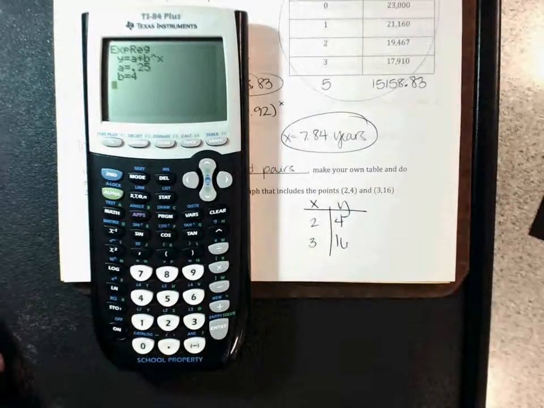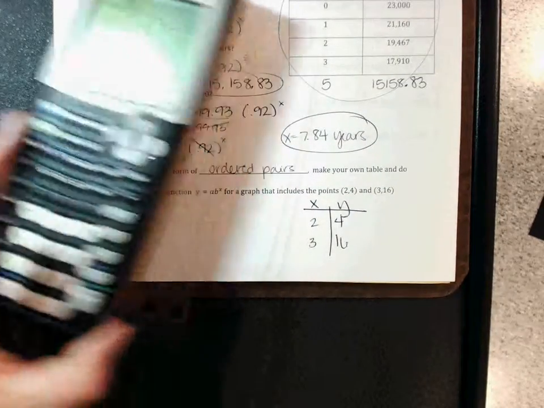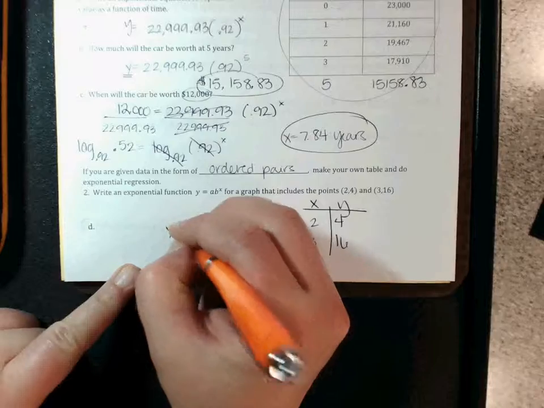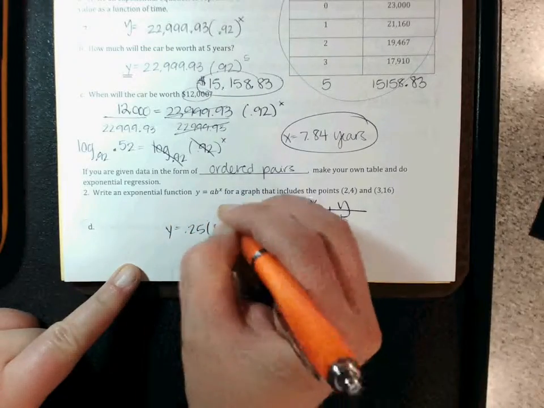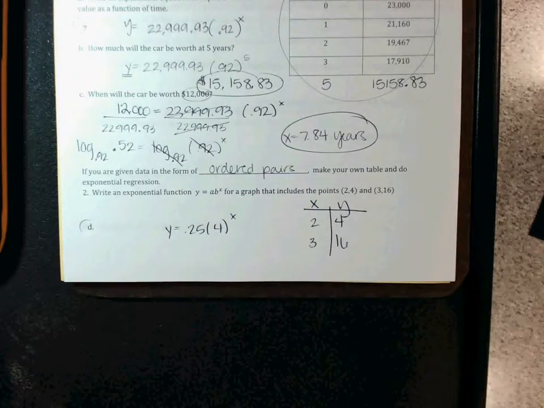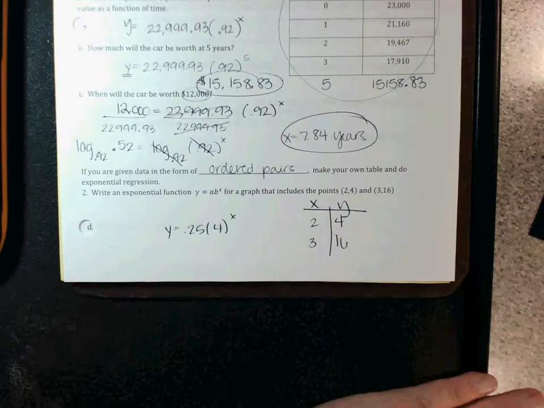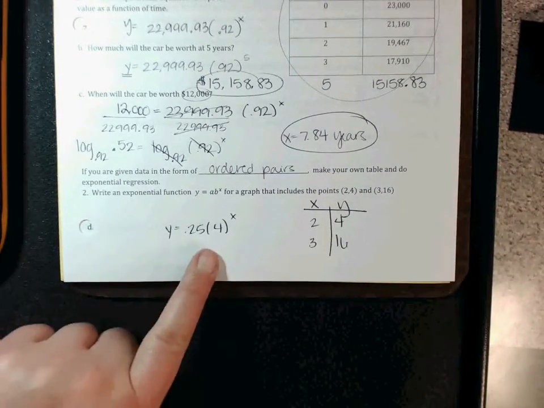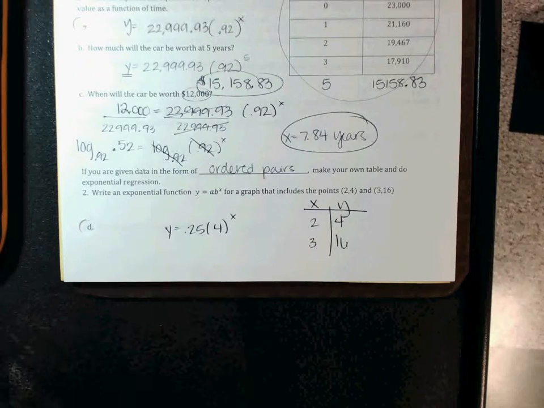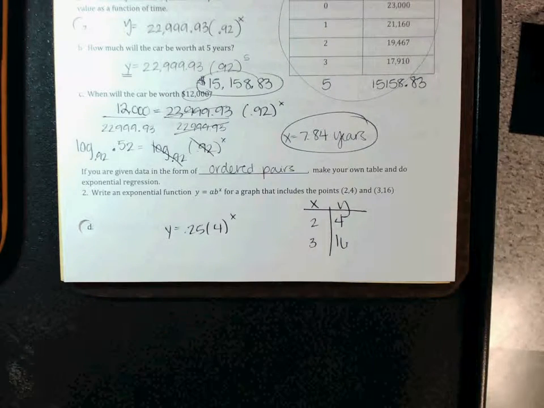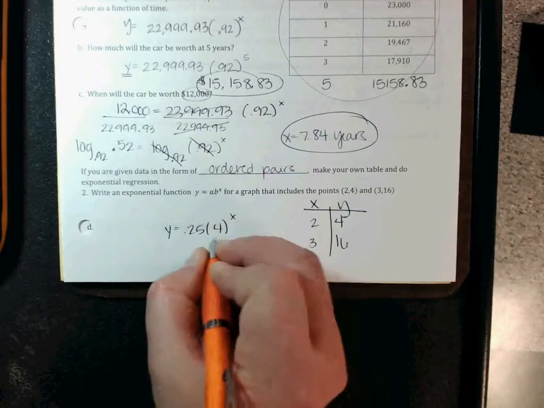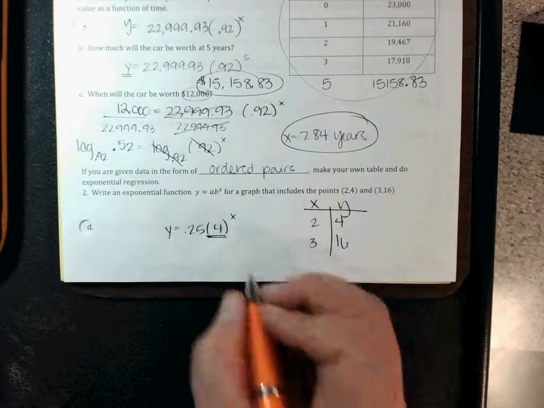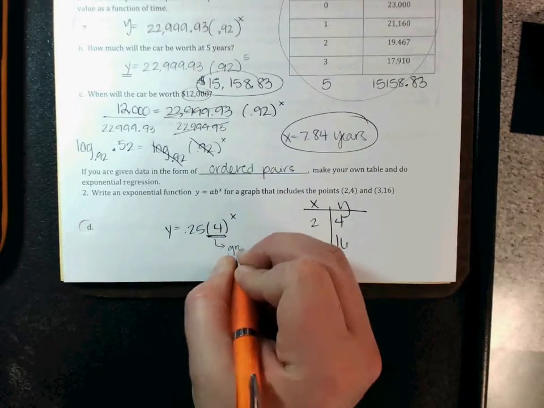Okay, so my equation would be 0.25 in the front. 4 is the base, x up top. Now, I want to point out something different to you that hopefully you already remember. How do I know if this is growth or decay? What number do I look at? The one in the parentheses. This is a 4 base. That means that it's growth.